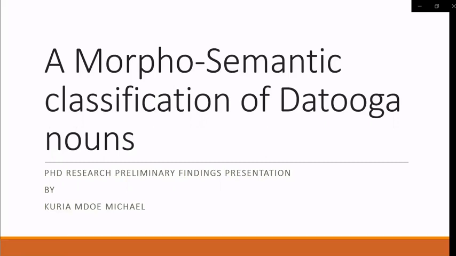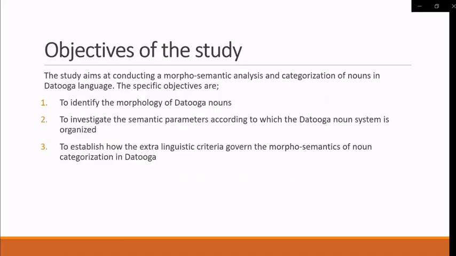In this presentation, I will present the findings of the study. But before presenting the findings, let me start with the study objective and a little bit of background information. The general objective of this study is that it aims at conducting a morpho-semantic analysis and categorization of nouns in the Datooga language.